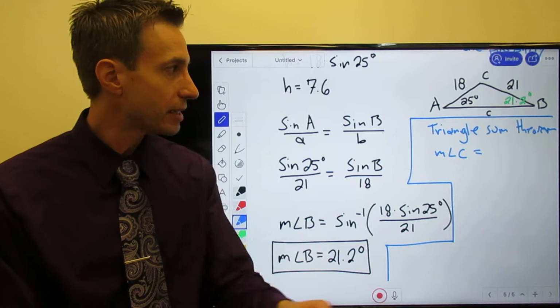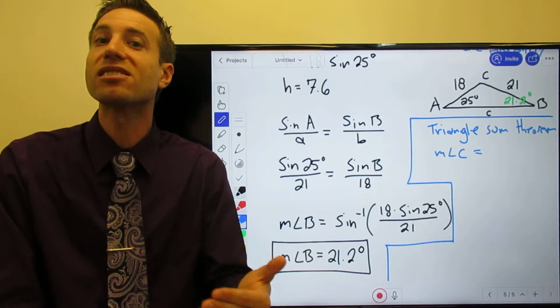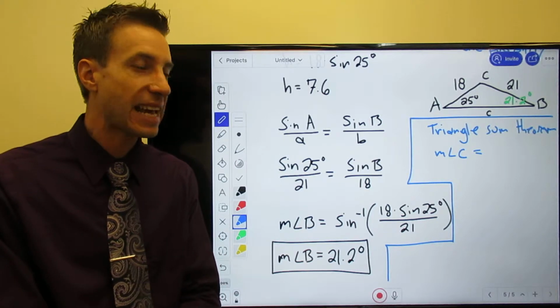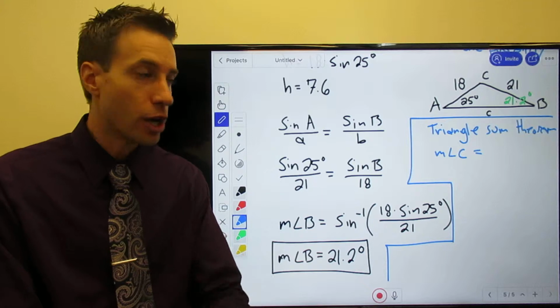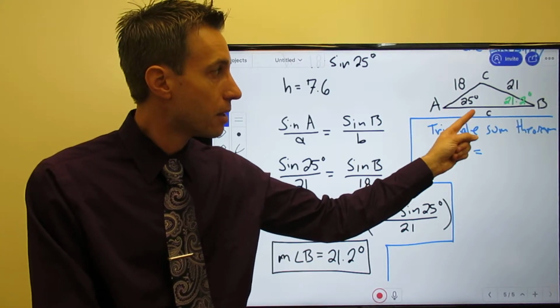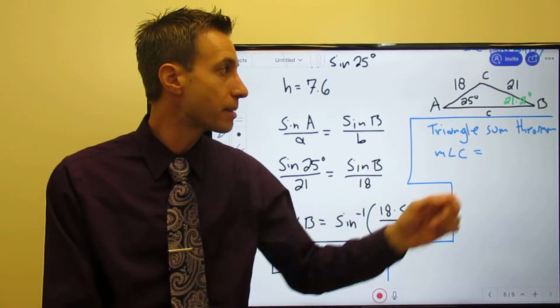Why? Well, it's a triangle. We know all three internal angles must sum to 180 degrees. And you already know two of them. So you'll simply add angle A plus angle B, subtract it from 180, and you get the measure of angle C.